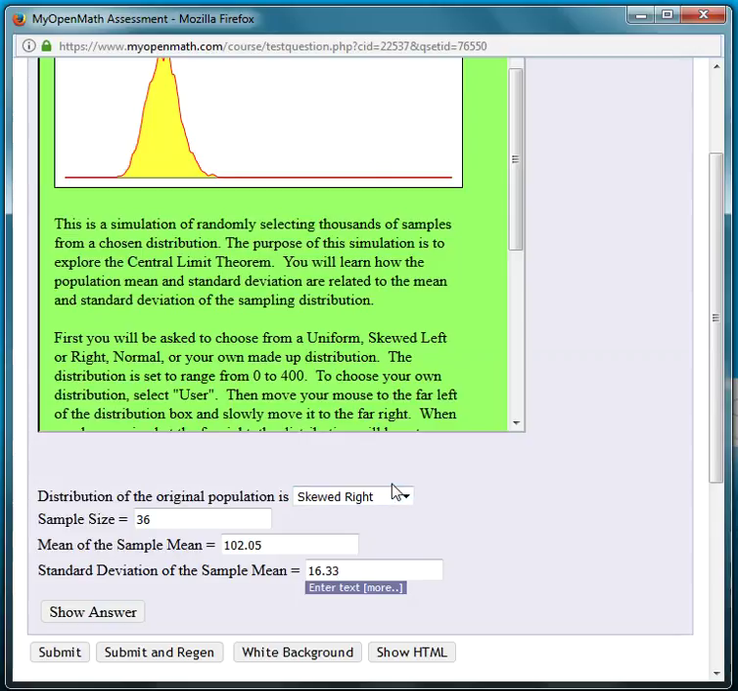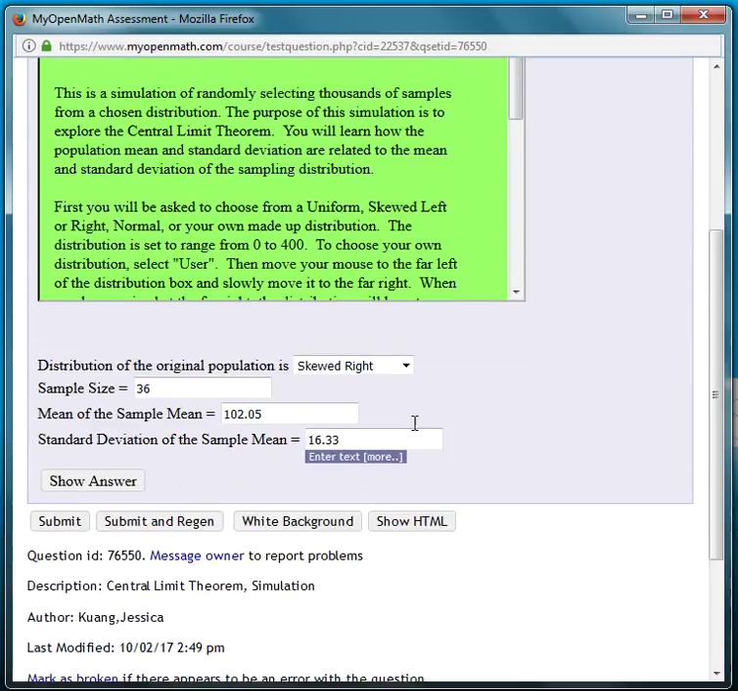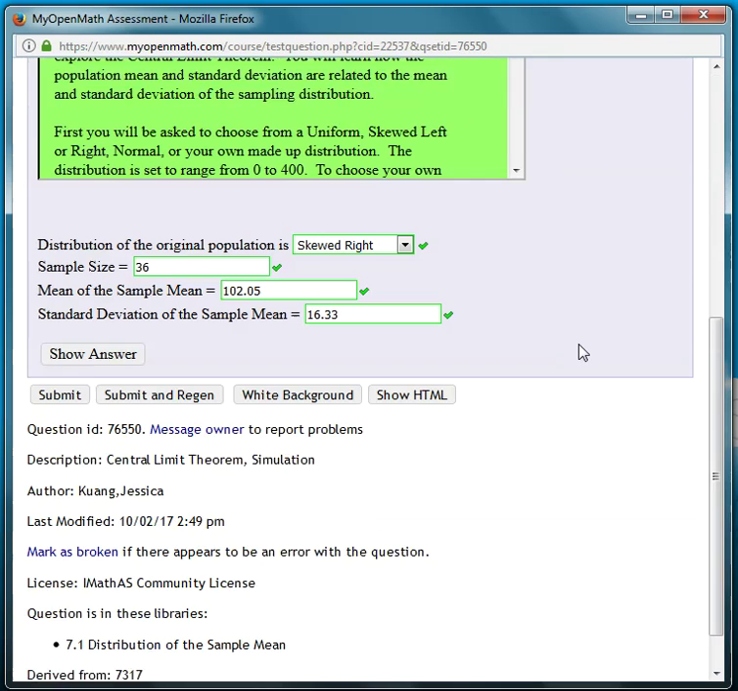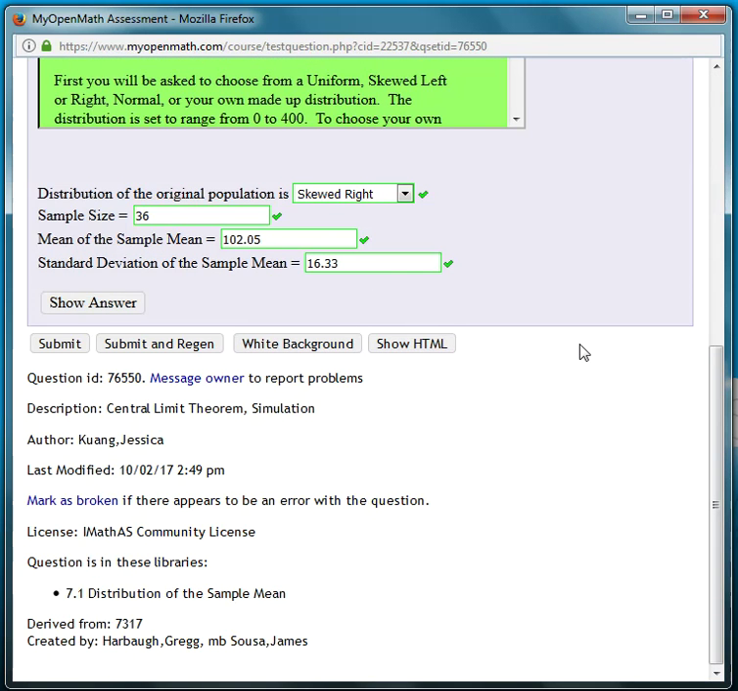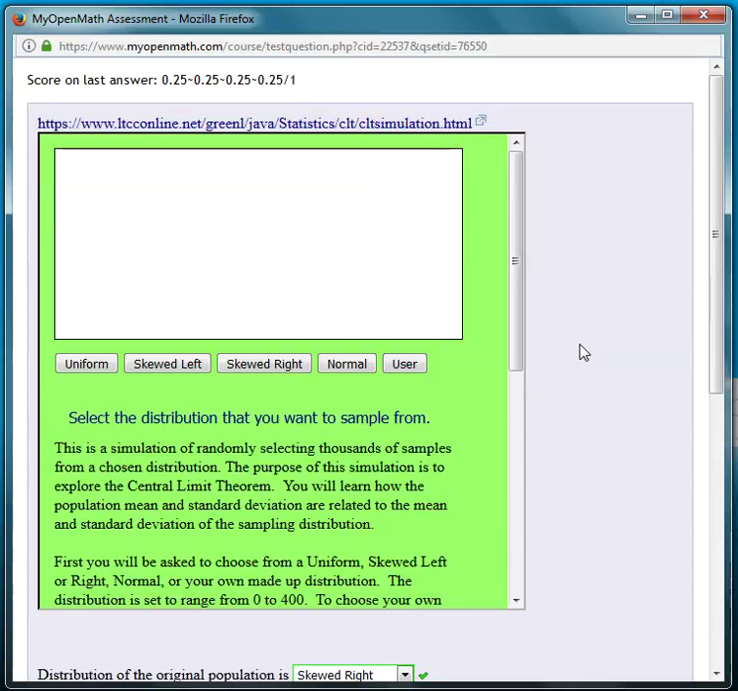And the standard deviation was 16.33. Now, just in case there is absolutely no way for you to run the simulation yourself, because of a system glitch or anything, you can use the result from one of my simulations, it doesn't matter which one, and submit your answer to get full credit. Okay, so this is the simulation for sampling distribution. Play around with it and have fun.